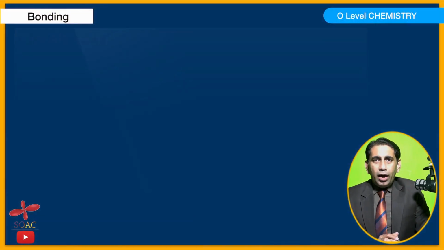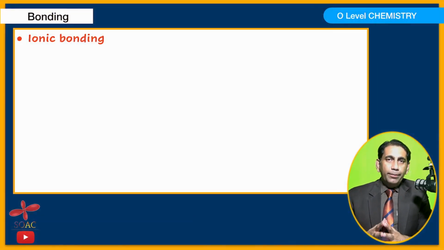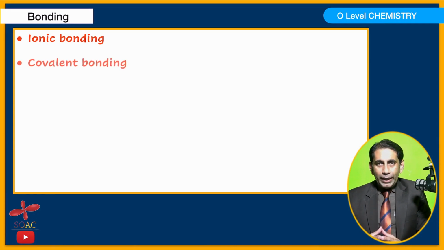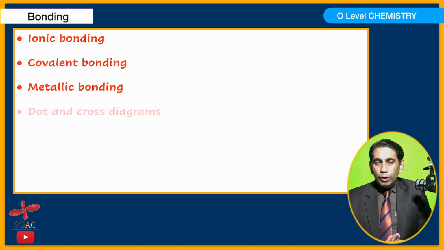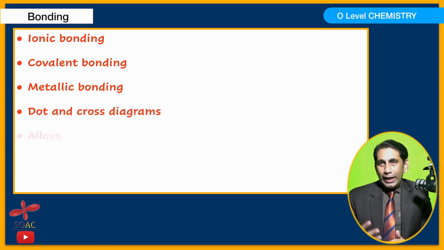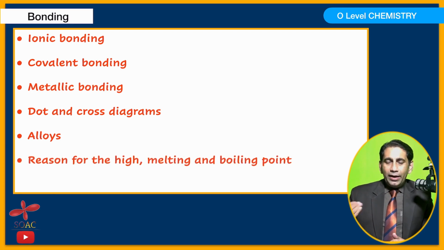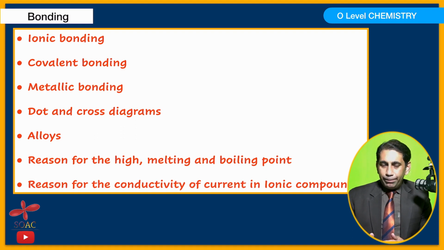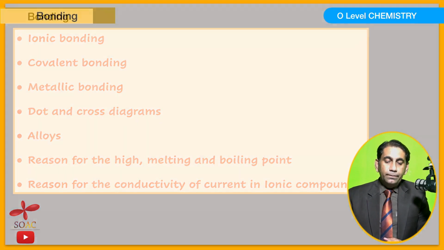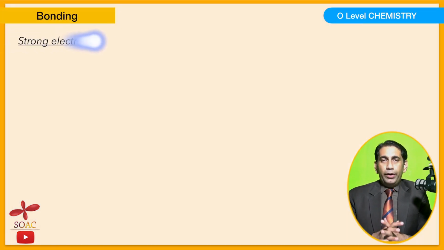In this topic, I'm going to explain briefly ionic bonding, covalent bonding, metallic bonding, and the dot and cross diagrams, alloys, structure of alloys, reason for the high melting and high boiling point, and reason for the conductivity in ionic compounds. Let's talk about them turn by turn. First of all, ionic bonding.